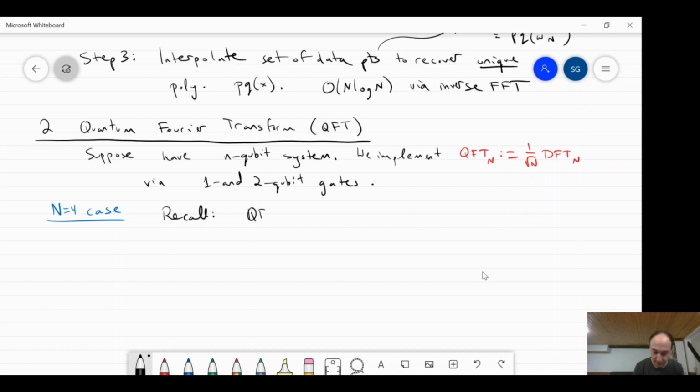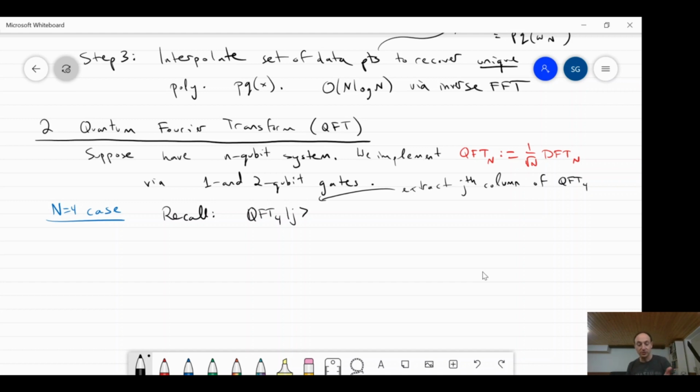Q of t4, remember we're talking about the n equals 4 case, and I apply it to one of the 4 standard basis states for C4, what is it going to do? Well, it's just going to extract the jth column of the matrix Q of t4. This was one of the tricks. If you multiply by the jth standard basis vector, it extracts the jth column.